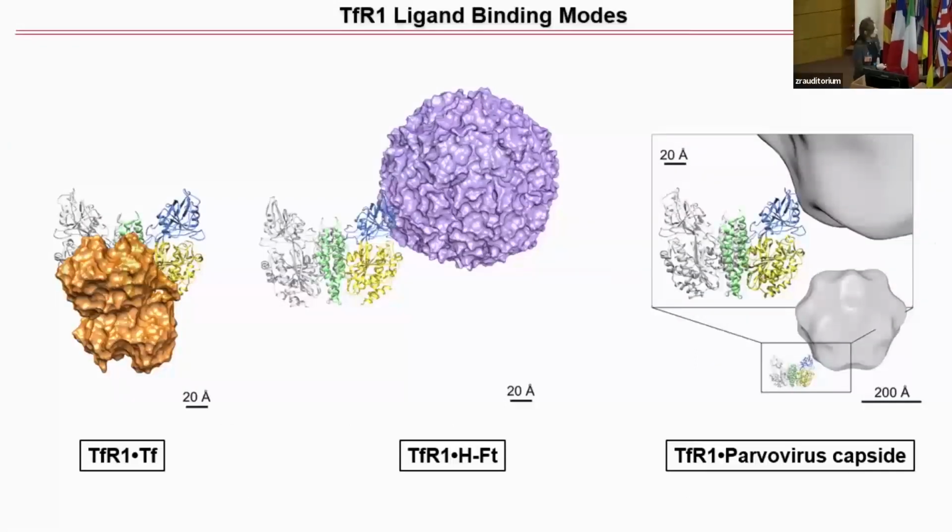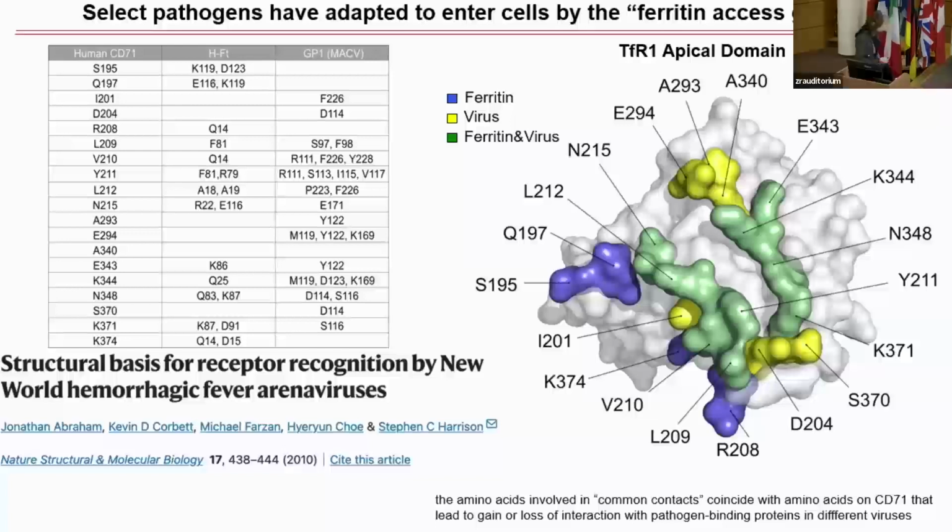And more pathogens, for example, the parvoviruses, this is the huge virus, bind also to the apical domain of the CD71 receptor. And as you can see, it is the same region or very similar region exploited by human ferritin. So this made sense as far as the binding with pathogens is concerned. Why is this region conserved?